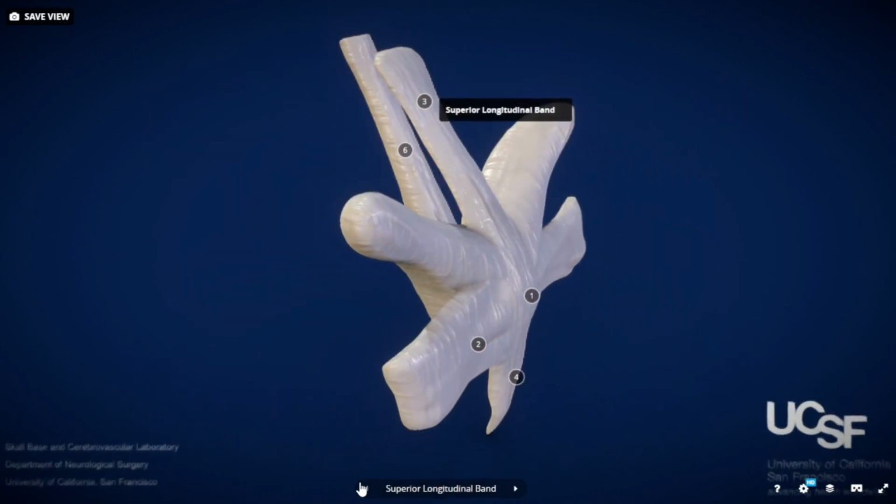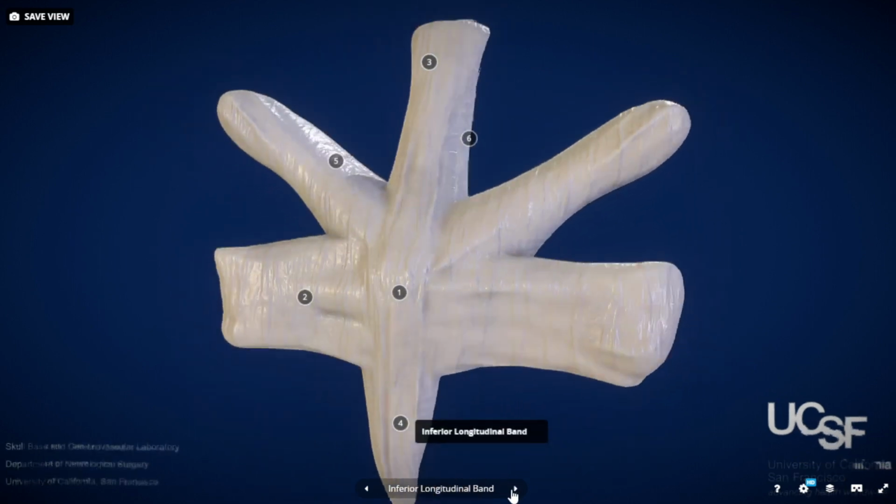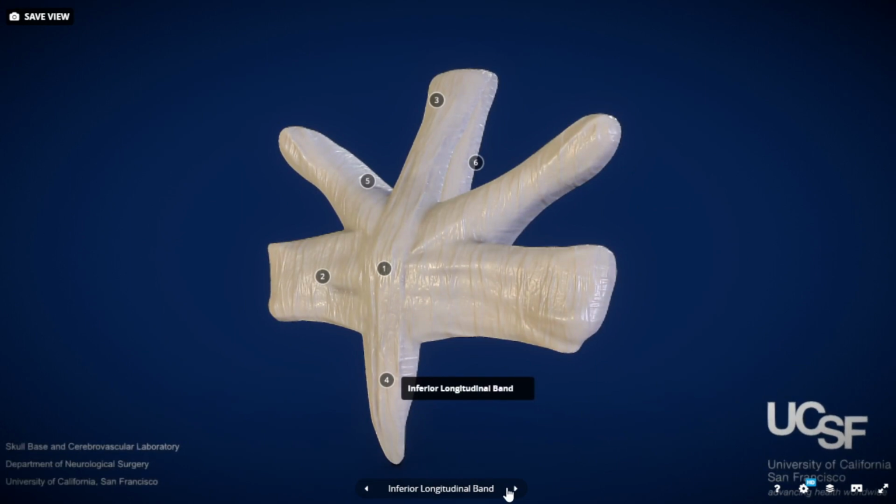The superior longitudinal band attaches inferiorly to the transverse ligament itself and runs towards the basilar portion of the occipital bone, whereas the inferior longitudinal band attaches superiorly to the transverse ligament and inferiorly to the posterior surface of C2.